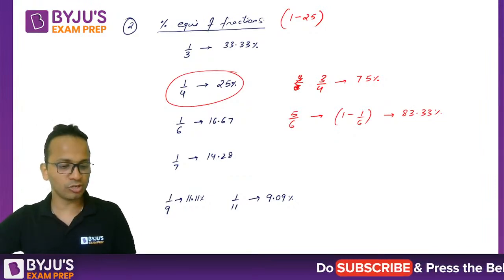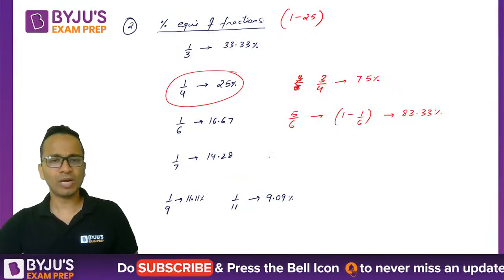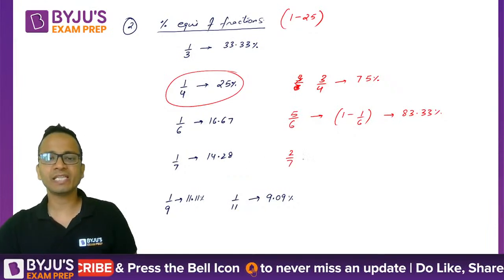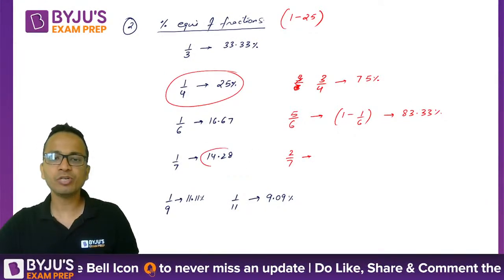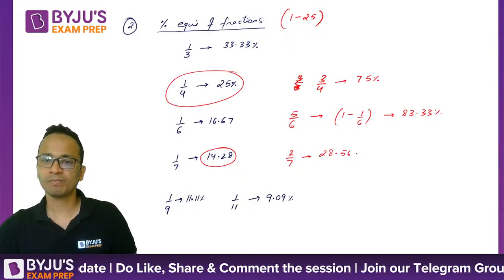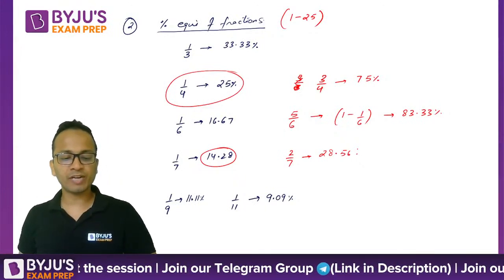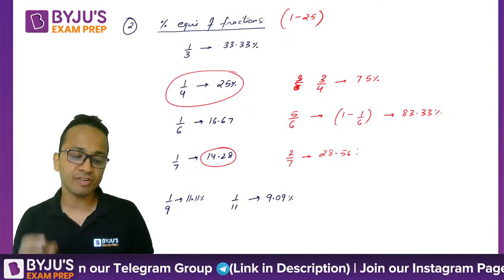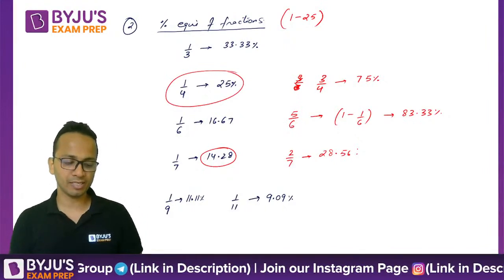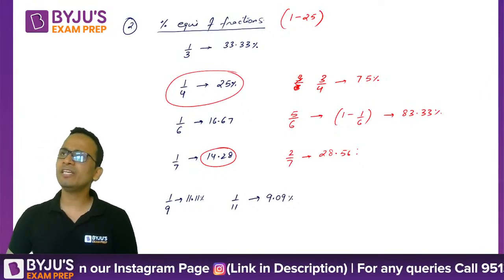Wonderful to see your response. Nice, keep it up. All right, 1/7 है तो 2/7 कितना हो जाएगा? 2/7 will be 14.28 multiplied by 2, that is 28.56. All right, so likewise try to remember these percentage equivalences of fractions and you will certainly save plenty of time while doing calculations. Okay, so these are certain things that we need to practice.